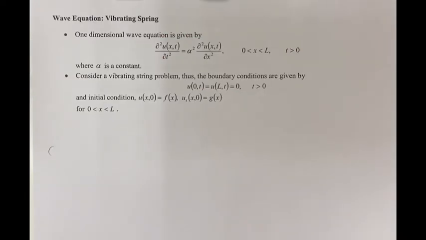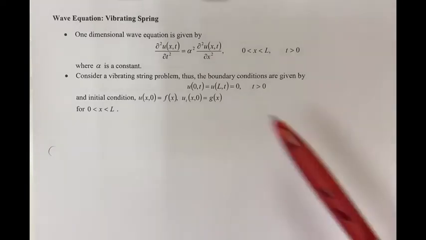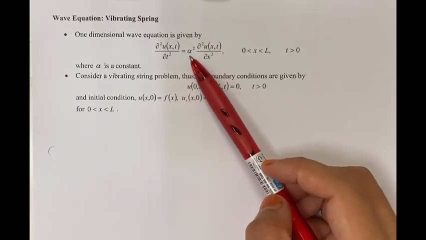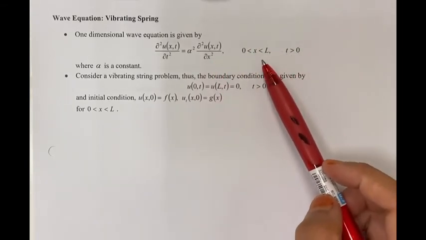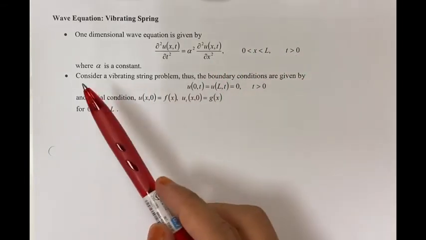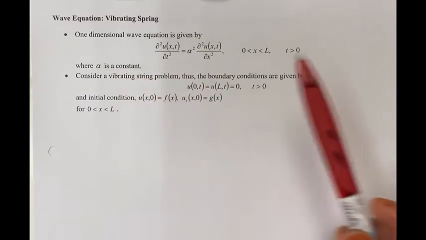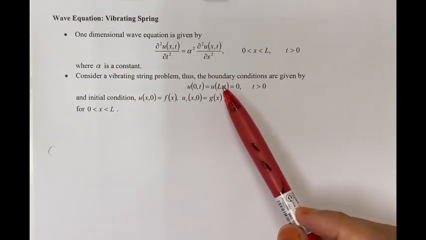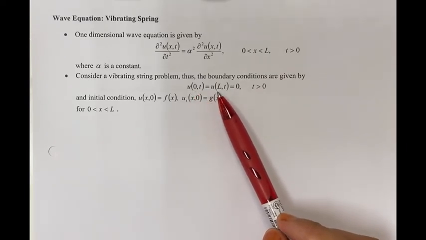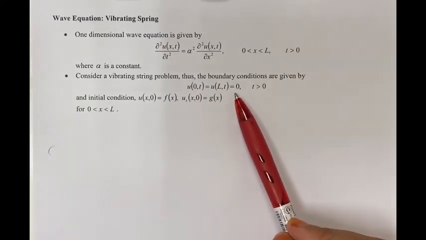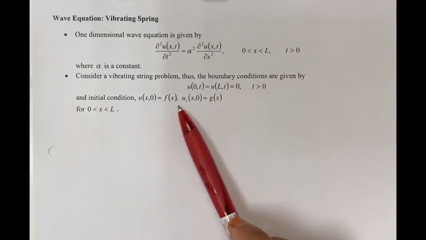For the second application of PDE, we have the wave equation, from a vibrating string. The one-dimensional wave equation is given by ∂²u/∂t² equals α² ∂²u/∂x², with the usual intervals for x and t, and α is a constant. Consider the vibrating string problem. Thus, the boundary conditions are given as u equal to 0 when x equals 0 and x equals L.